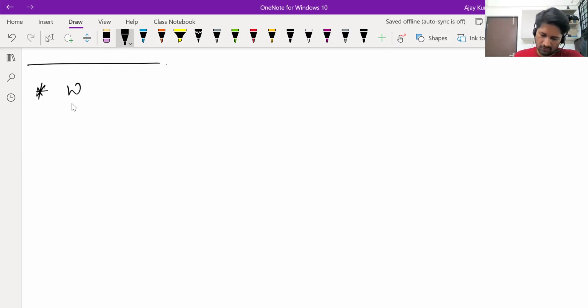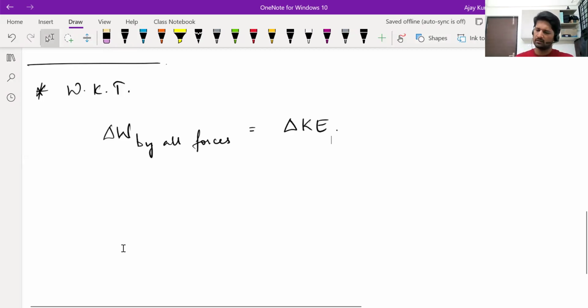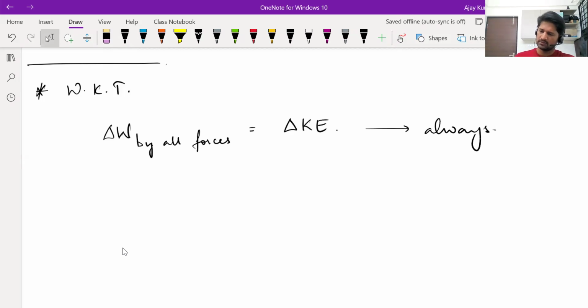Now we know that work done by all forces is equal to the change in kinetic energy of the system. We have proved this also. And this is always valid. There are no exceptions to this.